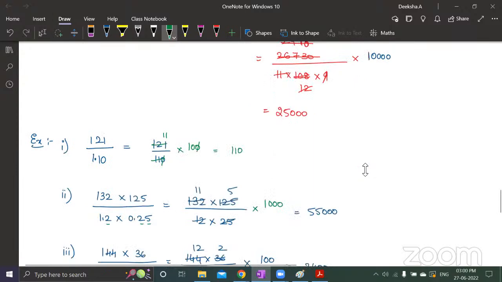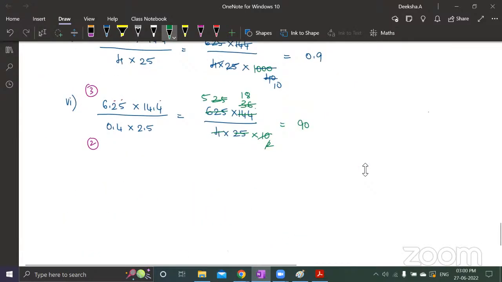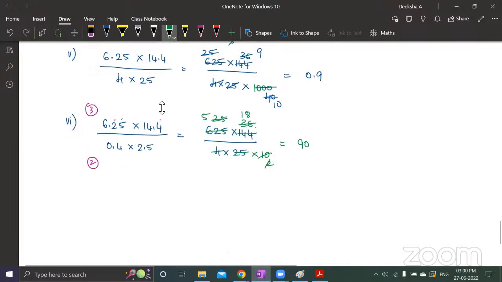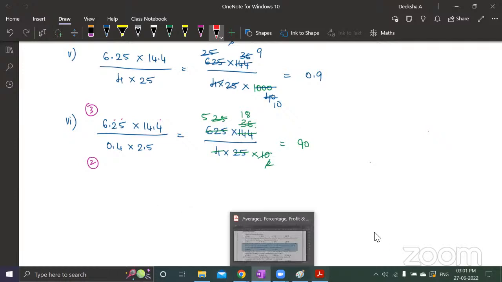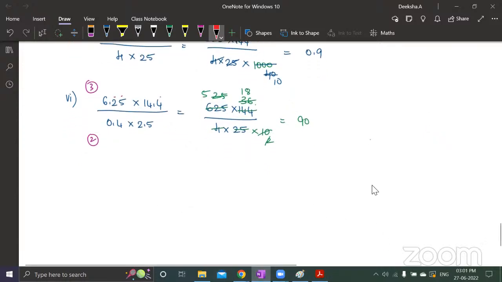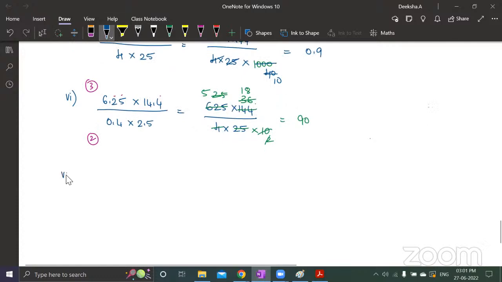Which one do you want me to do one more time? This last example, where a decimal number is there both in numerator and denominator. Can you please be specific about which one you want? Last one, yeah. So we'll take one more example of this type.